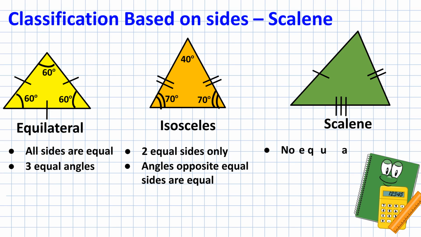In a scalene triangle, no sides are equal. This is shown by the different number of tick marks on each side, indicating different lengths. For example, a scalene triangle could have sides of 3, 4, and 5 centimeters. Because all sides differ, all angles must also differ in a scalene triangle, such as 50, 60, and 70 degrees.